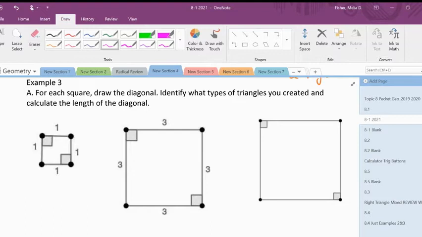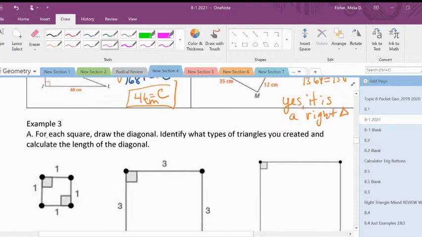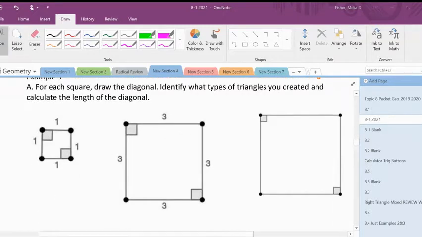For each square, draw a diagonal. Identify what types of triangles you created and calculate the length of the diagonal. So if I have a square here and I draw the diagonal from here to here, I have created two triangles and I'm cutting these angles in half. So this is 45 degrees and this is 45 degrees here and here.